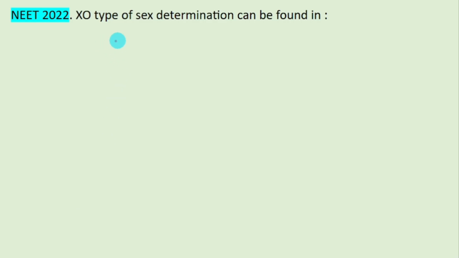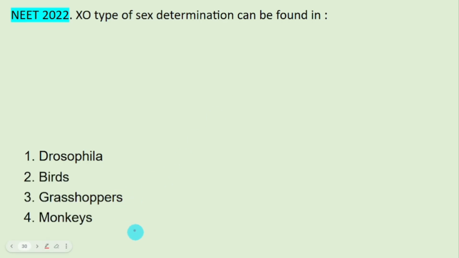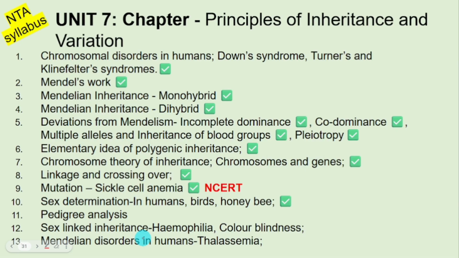Next one, XO type of sex determination can be found in grasshoppers. This is the answer, option 3. So that's it. We have only 2 questions here. So with this, we have finished this topic.